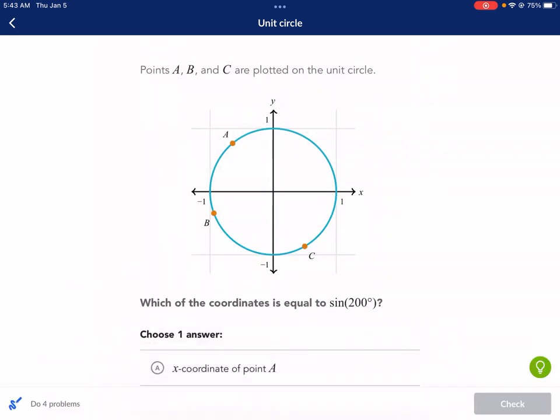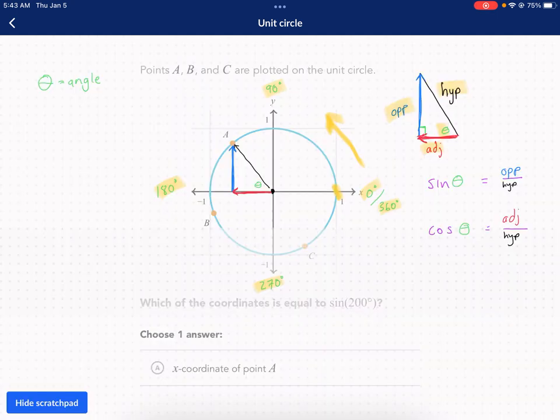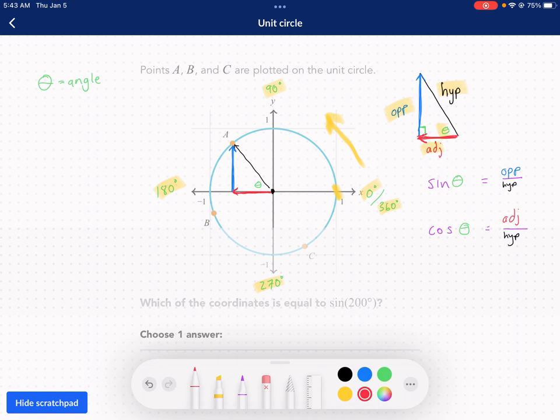Well, what we're trying to figure out is which of the coordinates is equal to sine of 200, okay? Now, first off, we probably should find out where 200 degrees is. So let me erase some unneeded things right now. I shouldn't have erased that. Oh well. Hopefully you guys remember some of those angle measures.